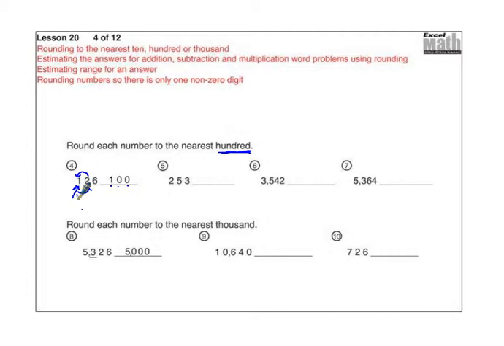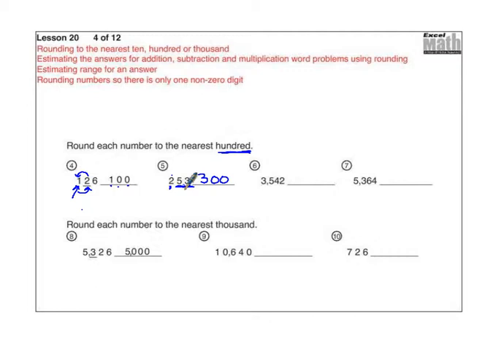Number 5, let's do this one together. The hundreds place is right there. We look to the right to the 5. So the 5 tells us round this up. So the 2 rounds up to 3. Everything else becomes zeros. All these become zeros over here. The nearest 100 to 253 is 300.